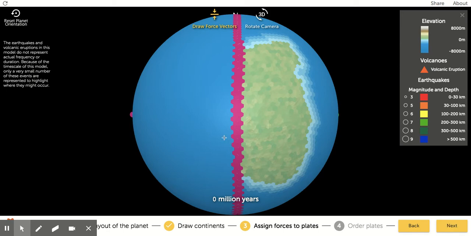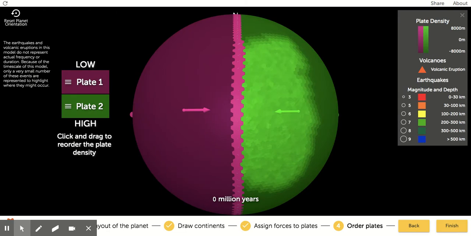Now we're going to draw our force vectors. Again, this is a convergent plate boundary, so we're going to draw our arrows going together, just like that. Make sure you get them as close to parallel as possible. All right, we're going to hit next.